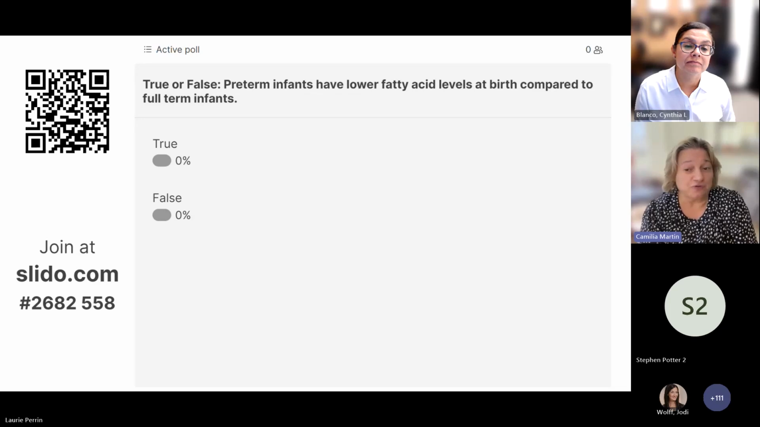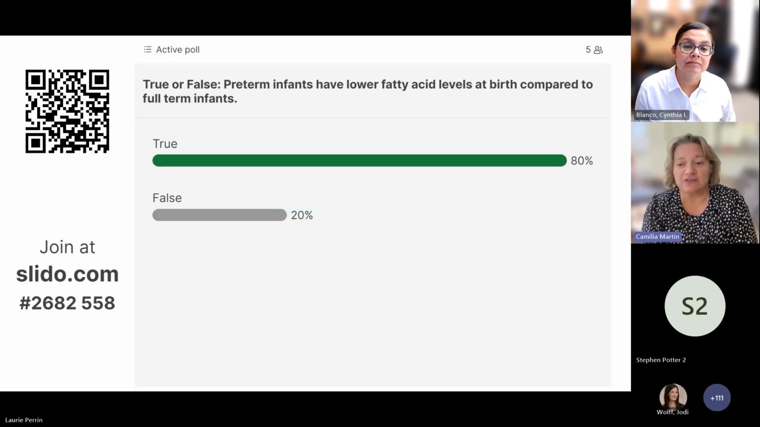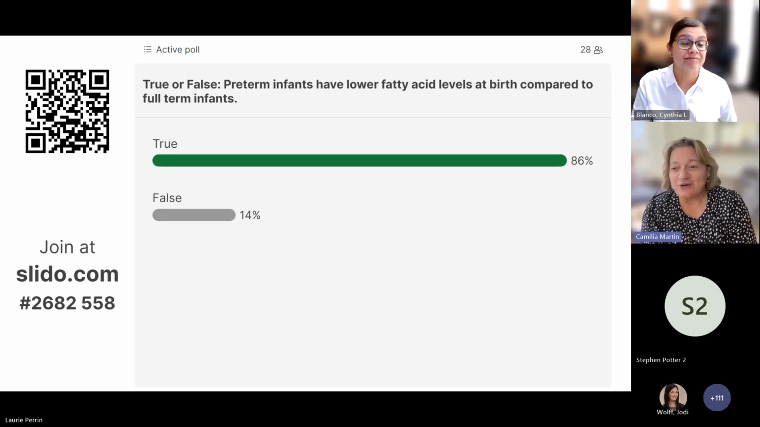Question 2, true or false? Preterm infants have lower fatty acid levels at birth compared to full-term infants. So now we're at a bit over 100 participants. Hopefully everyone is on the Slido site and we get a majority of participation here.